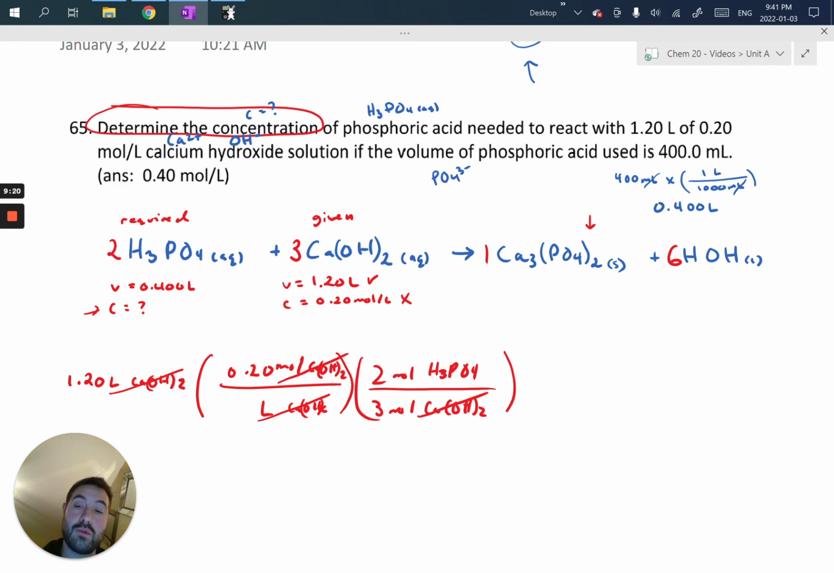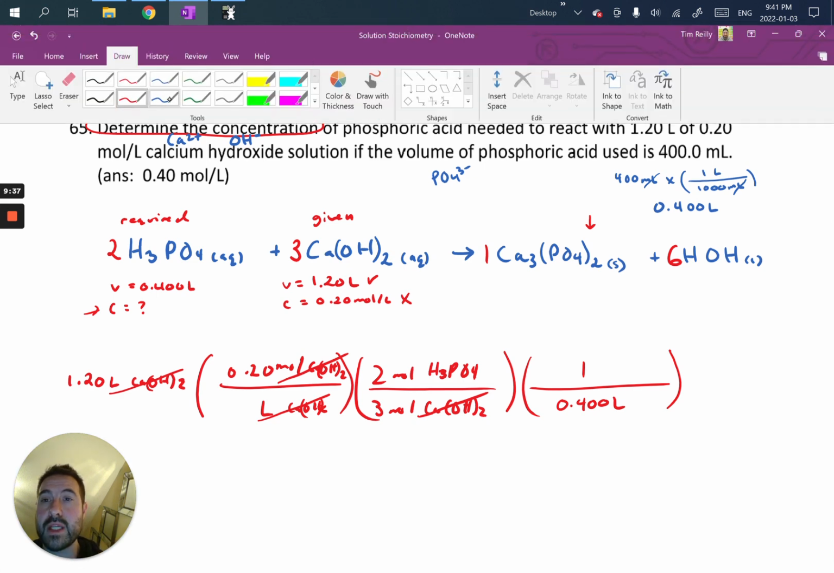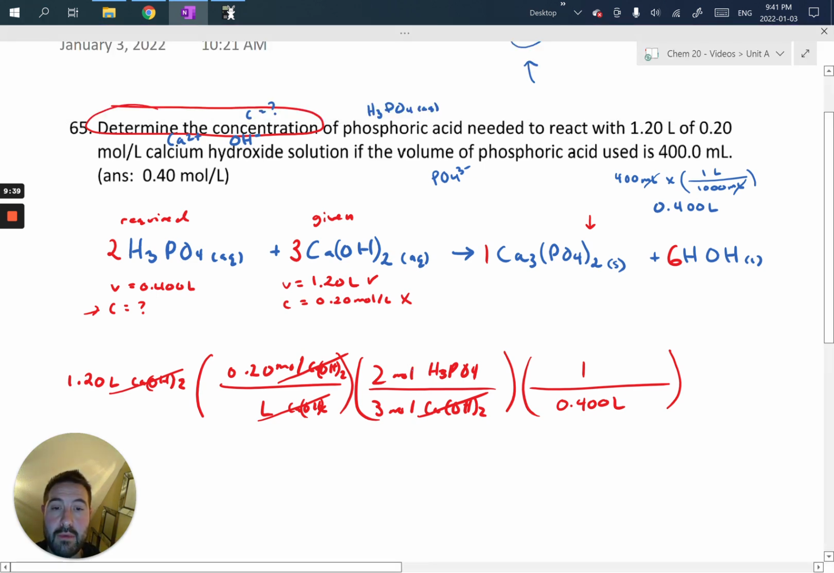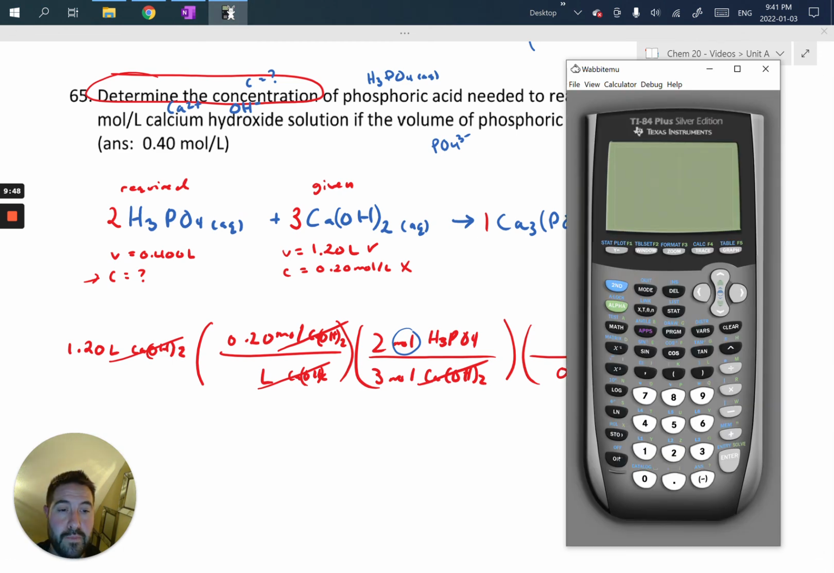So now mathematically I'm dealing with moles of H3PO4, and I need to find the concentration. So molar concentration is a measure of moles per liter, or moles over liters. So I have moles on top. I just have to put my liters on the bottom, and my volume is 0.400 liters. I'm just going to put a 1 as a placeholder up there. So now when I solve this mathematically, I have moles on top, liters on the bottom. I'm going to end up with a concentration here. So let's plug this into the calculator and see how we did.